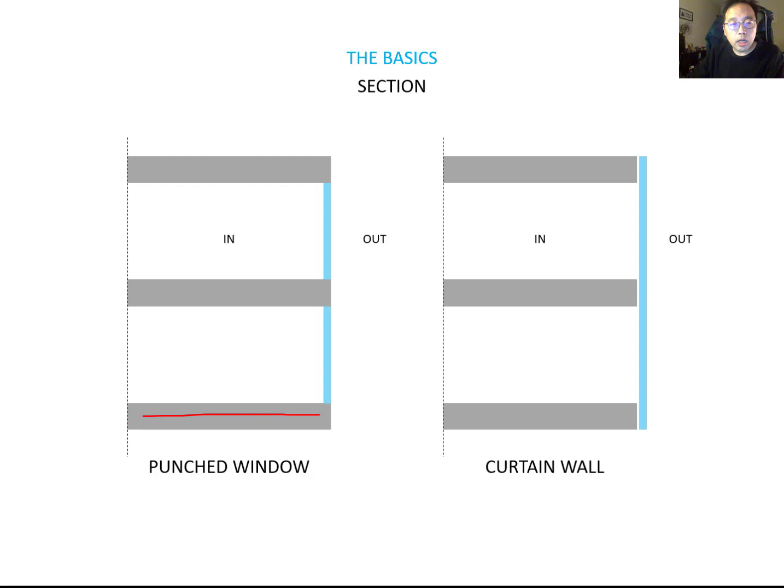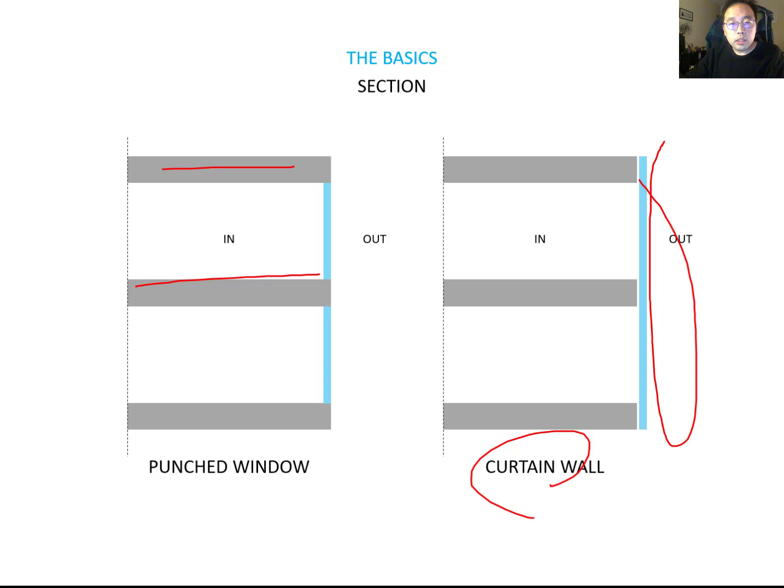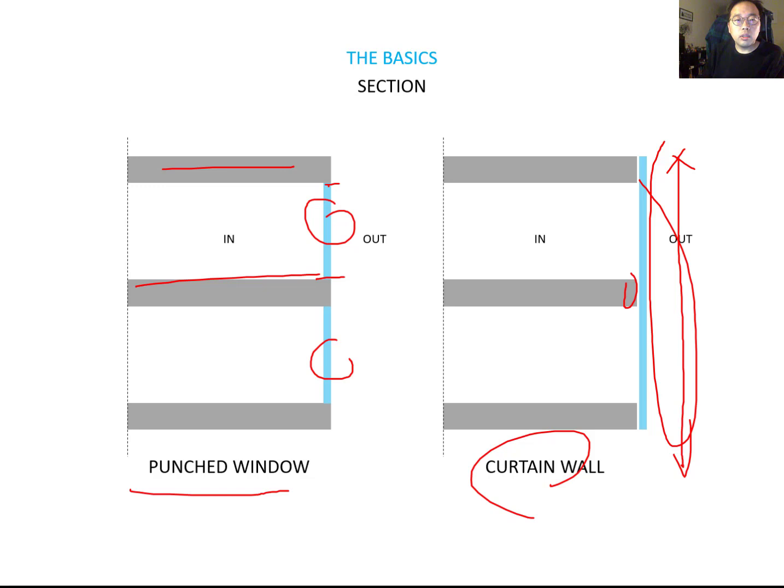This is a slab and slab and slab. With the curtain wall, the glazing is located over the slab edge, making a continuous profile. However, the punched window is located between slabs, articulating the elevation. So you understand the difference between the punched window and the curtain wall. The punched window is always located floor to floor, and the curtain wall has a more continuous profile in front of the slab edge.